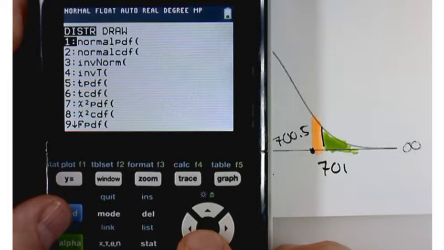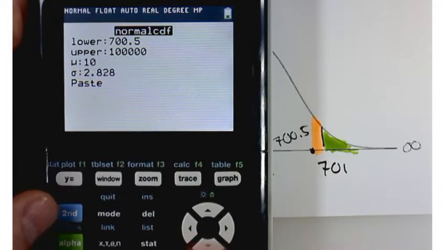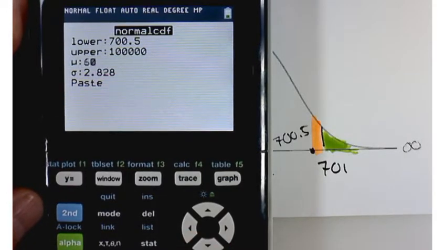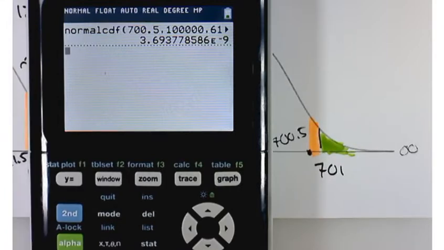Second distribution, normal CDF. Lower limit is 700.5. Upper limit, let's go 10,000, that works. 100,000 is good too, if you want to be more comfortable, that's fine. The mean was 611.22, and the standard deviation was 15.44. Is that a really big number? 3.69? Or is there something else going on in this one?